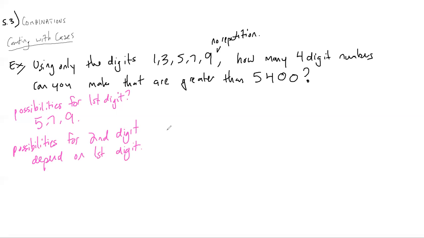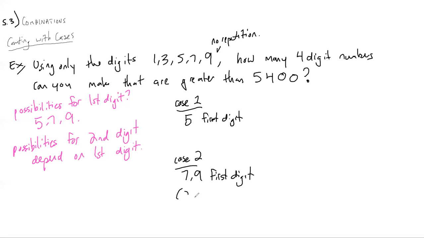So what we're going to do is split this into 2 cases. Case 1 is going to be 5 as the first digit. And case 2 is going to be 7 or 9 for the first digit. So notice that's 2 possibilities. In that second case, it is a little bit easier because then the remaining numbers don't matter.